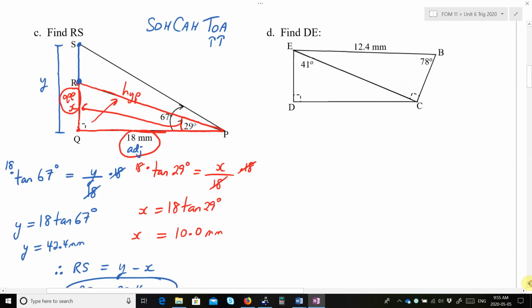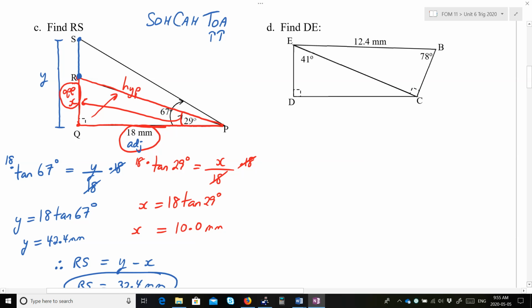All right, let's get on to letter D. They want us to find DE, which is right here. And so this looks to me like it's going to be a stepping stone one, because we have a 90-degree triangle here that has a side and an angle. So that means we can get other sides and angles. We've got a 90-degree triangle, so SOHCAHTOA applies. So what we're going to have to do, guys, is get this length here, x, and then once we have that, use it to get this side y, which is DE.